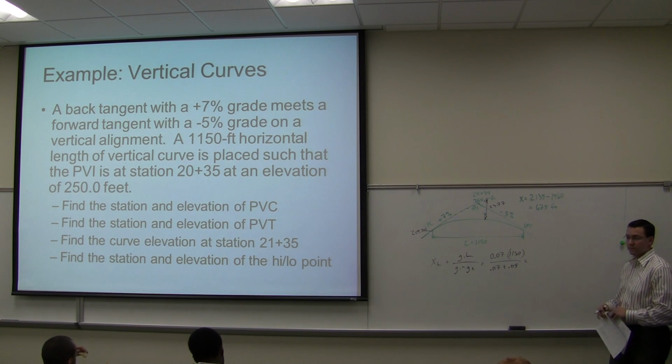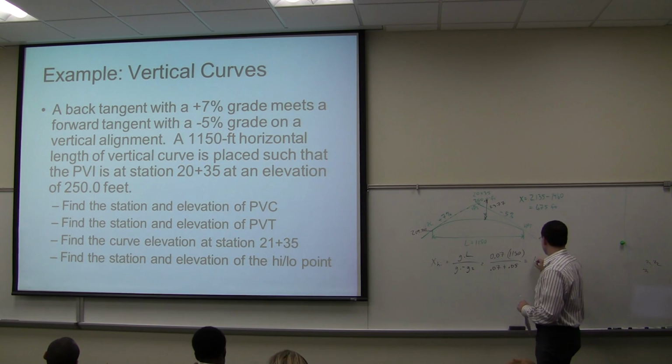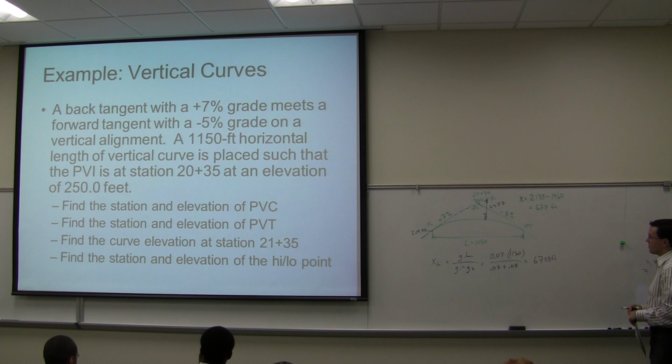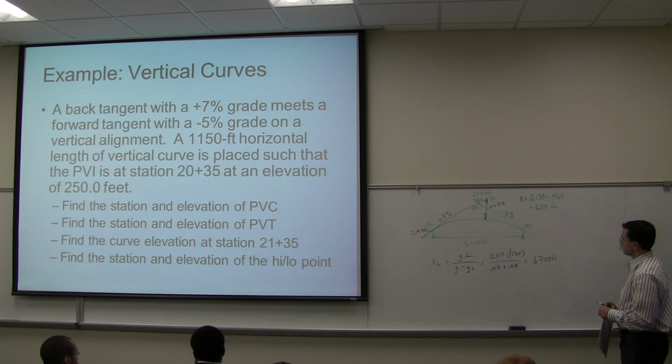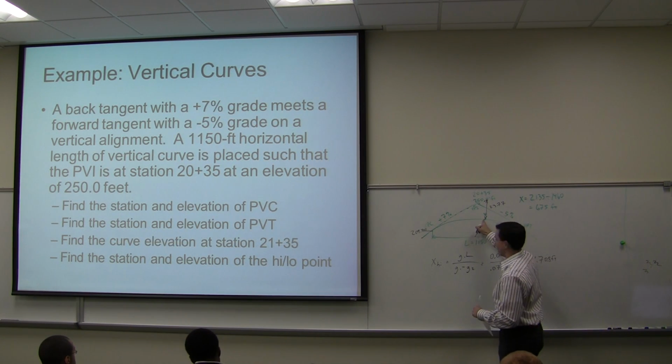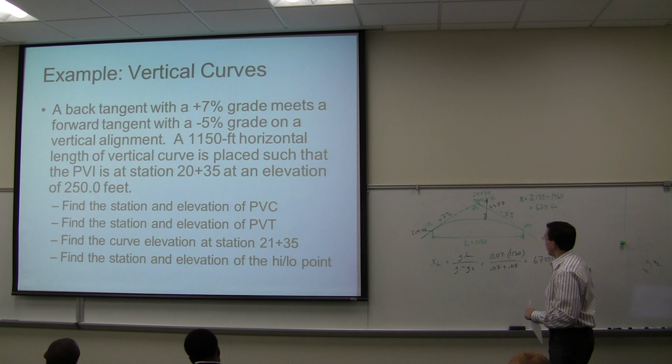So what's that give you? 670.8. So are we left of the VPI or right of the VPI? So we're going to be slightly right of the VPI, and we're actually pretty close to the elevation we just found, because it was 675.